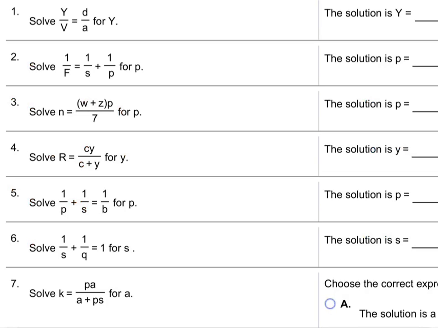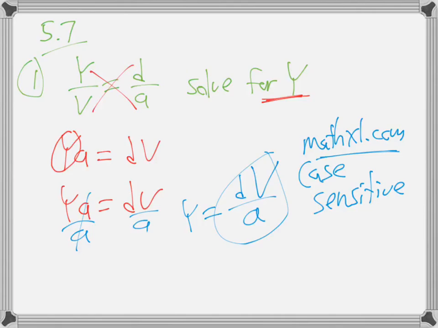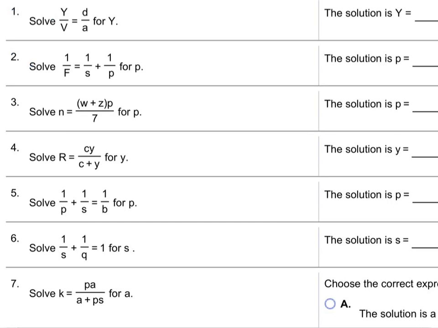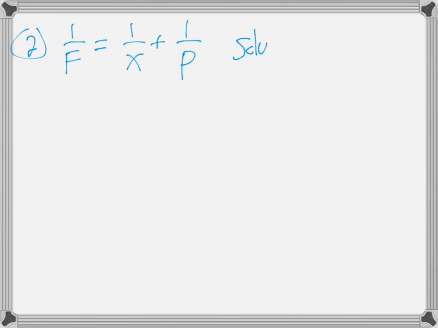Let's try number 2. 2 will have a little more of a wrinkle. This is an S. Here, I'm just going to change it to X. And I'm going to solve for X. I'm going to change the question a little bit. All right. So there we go. We want to solve that for X.